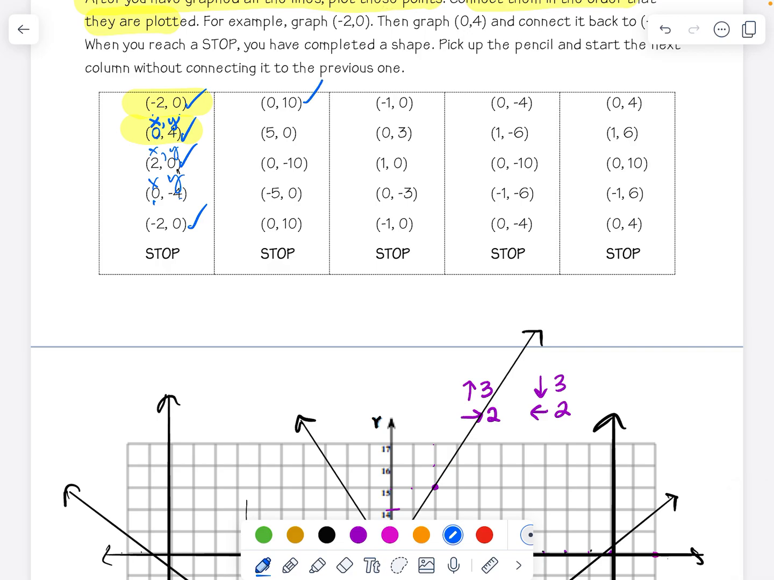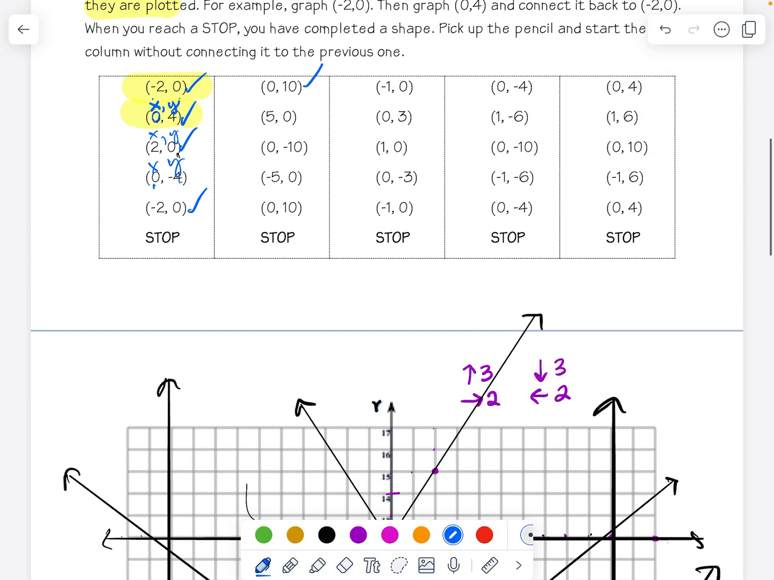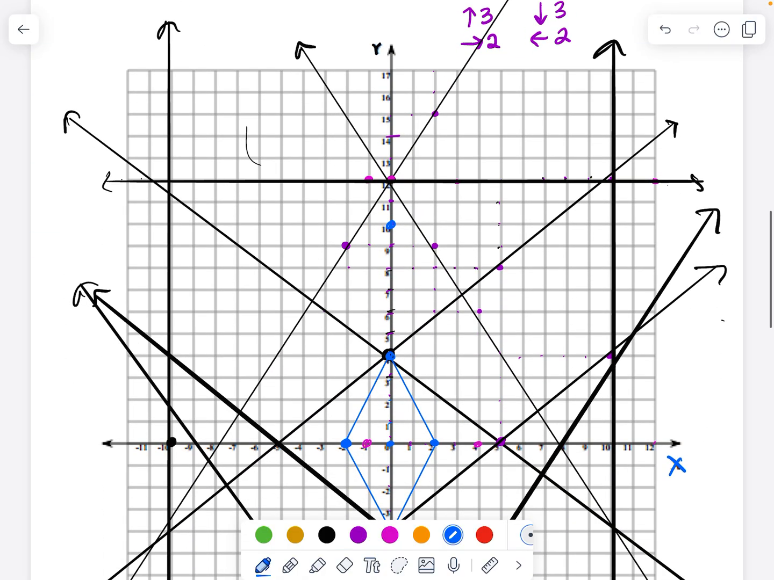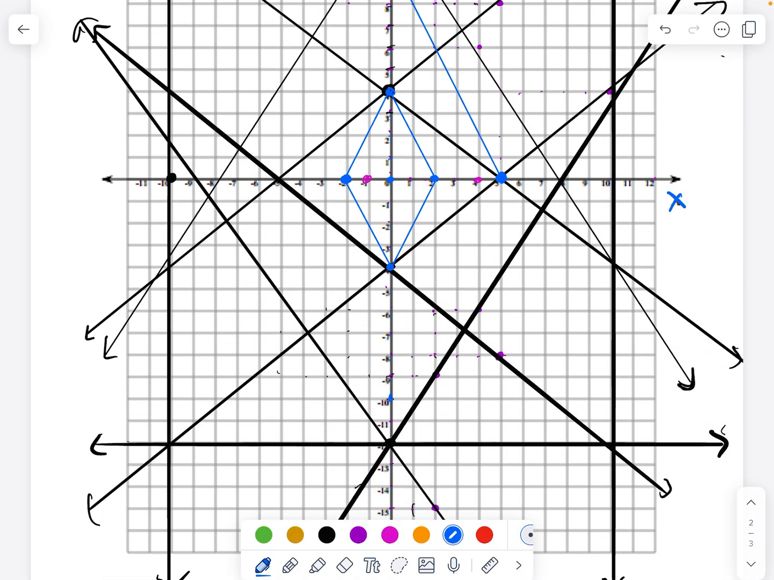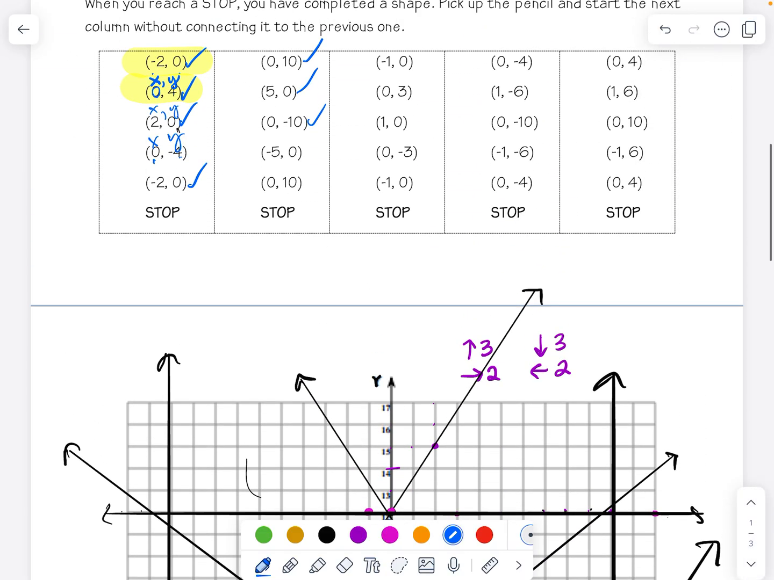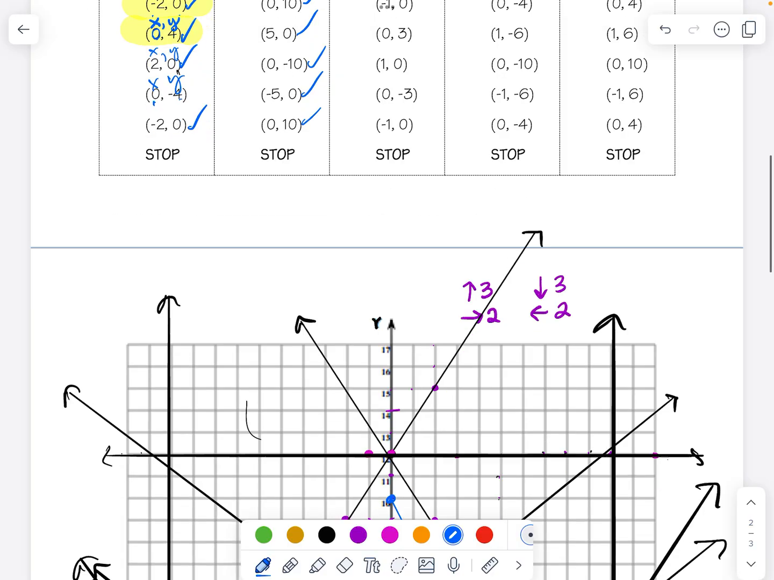We're going to continue on. 0, 10. 5, 0. Go over 5, and we're here. 0, -10. 0, -10 down here. Negative 5, 0. Over negative 5, we're here. And then 0, 10, we're back at the top.